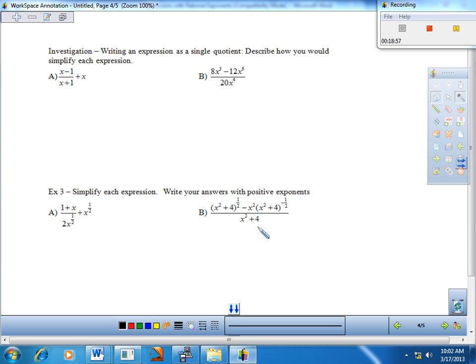So it says, write an expression as a single quotient. Describe how you would simplify each expression. So writing it as a single fraction and making sure it's simplified. So in this case, I have two things really added together, and this is a fraction, and this obviously I can create as a fraction. So are you okay with the fact that I would probably add these two together, obviously to create a single fraction out of it, and I would find the LCD.